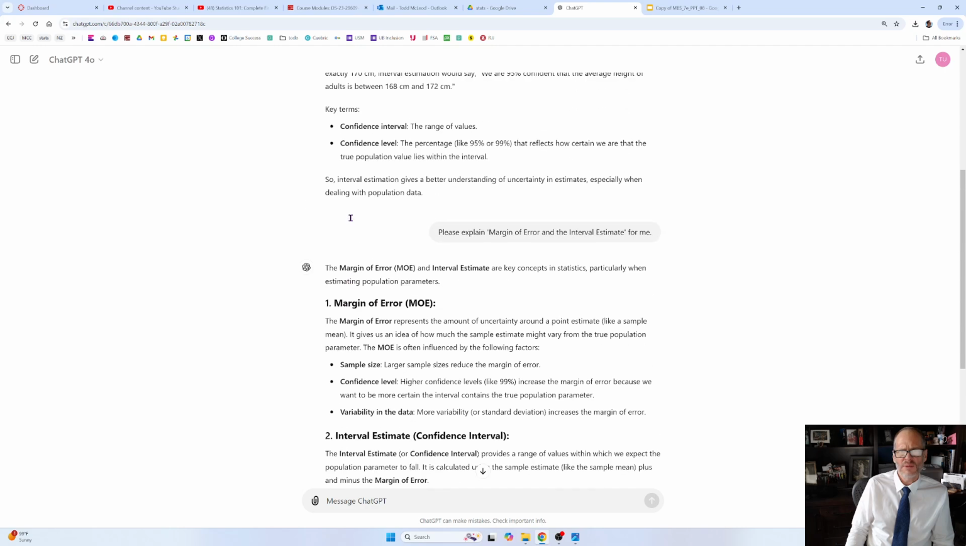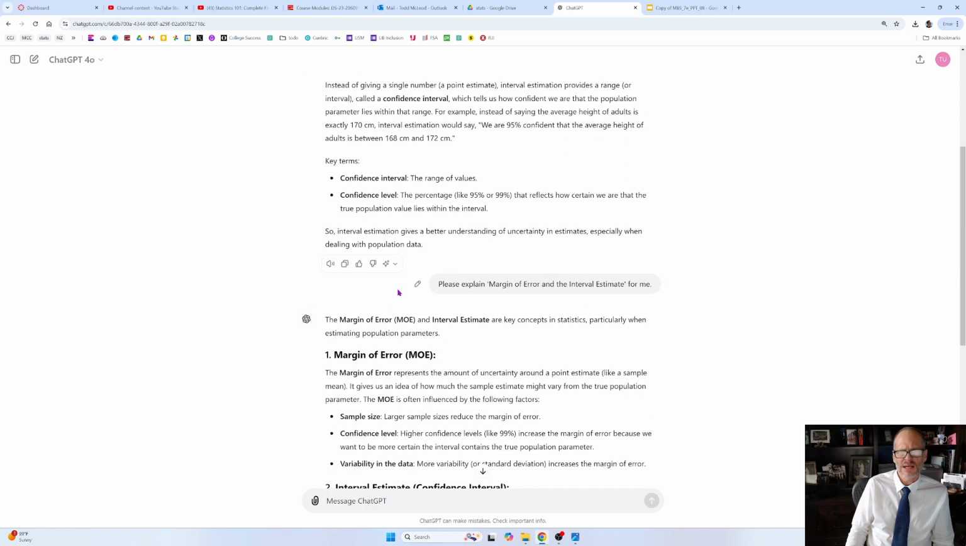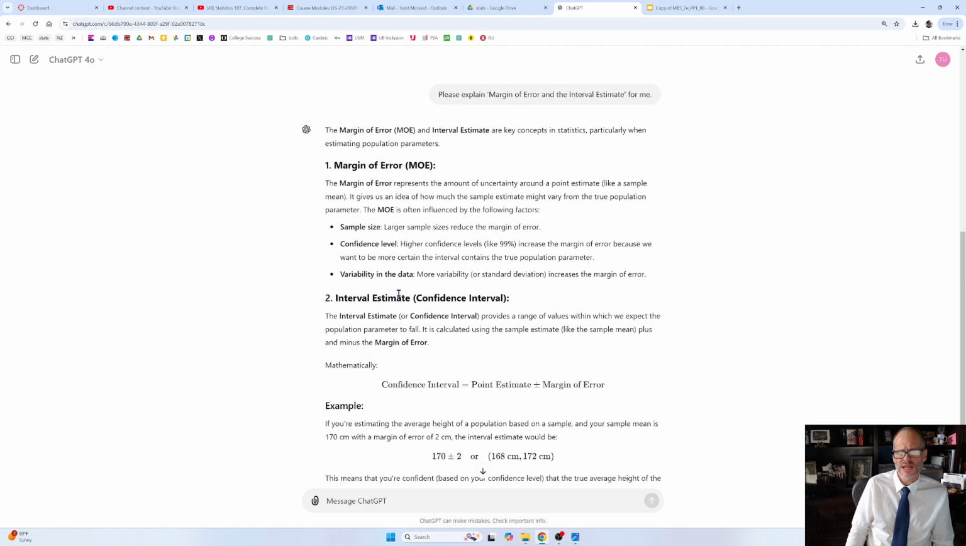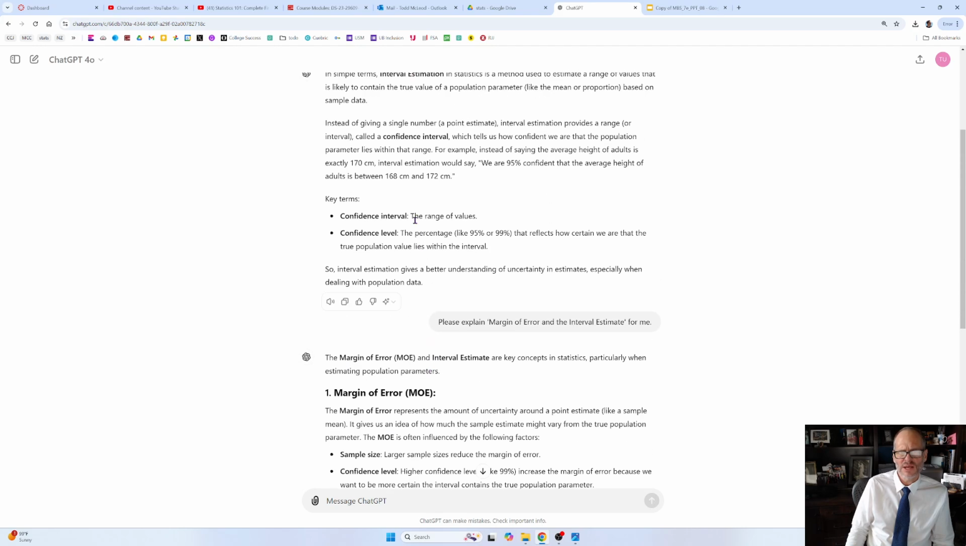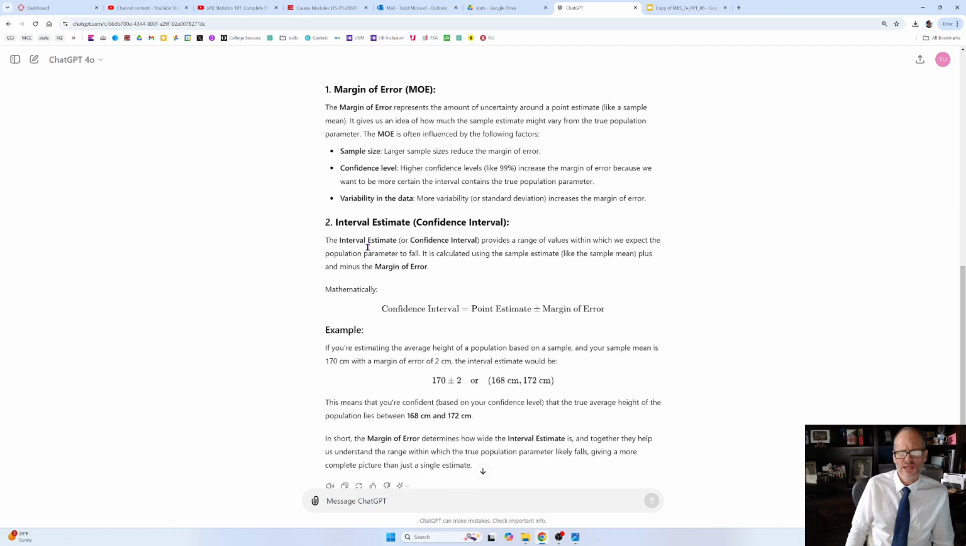And so up here, we learned the confidence level is 95% or 99%. The interval estimate, or confidence interval, which is right here, provides a range of values within which we expect the population parameter to fall. It is calculated using the sample estimate, like the sample mean, plus and minus the margin of error.